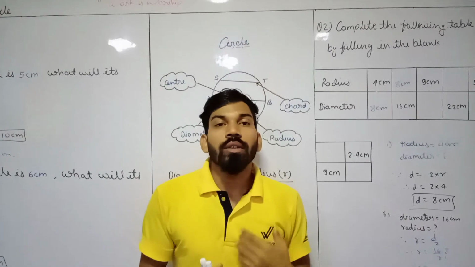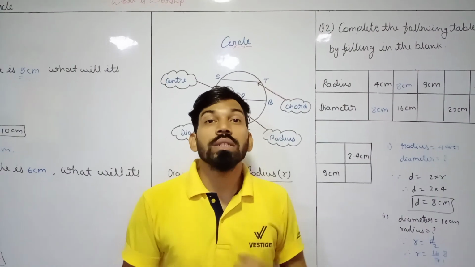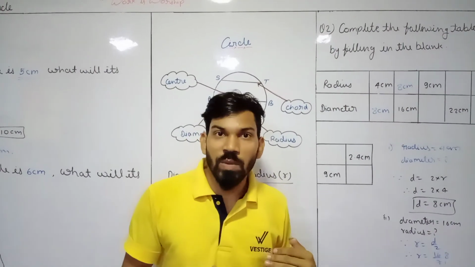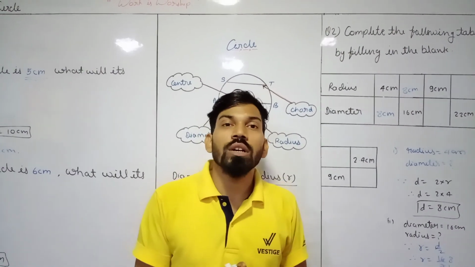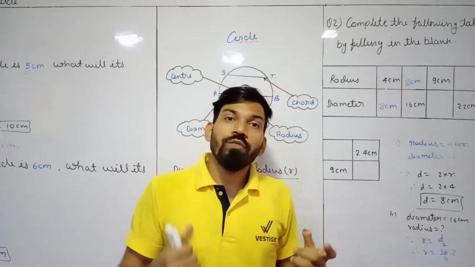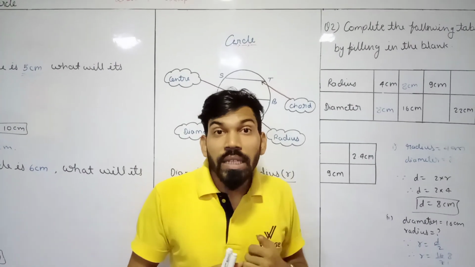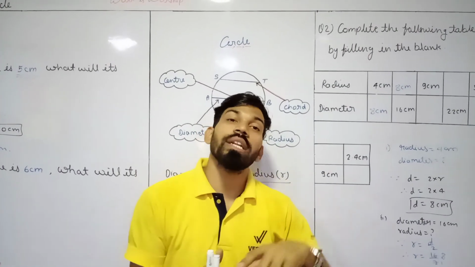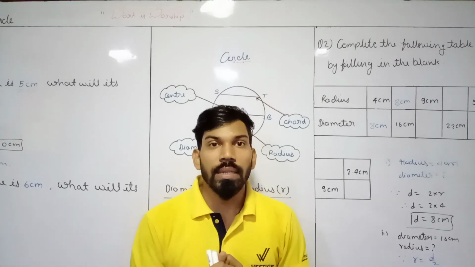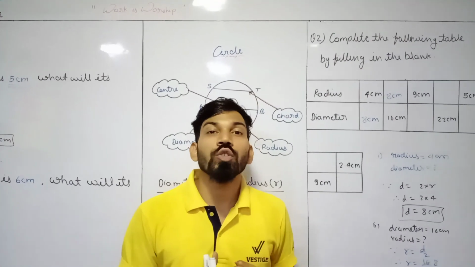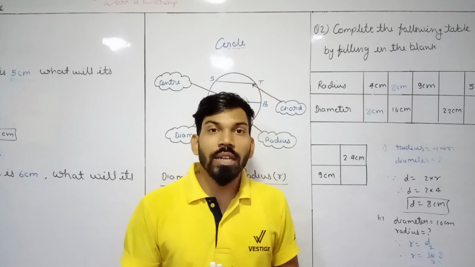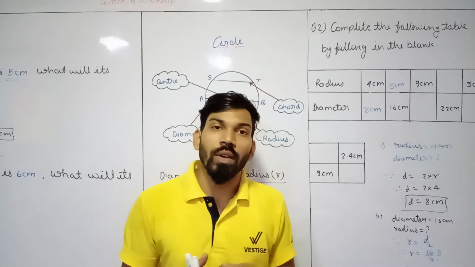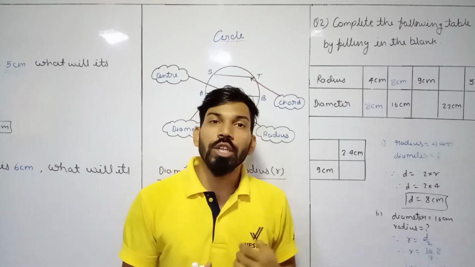So this way today we learned about the relation between the radius and diameter, how we can find out what we want if we have one value. If we have the radius, how we can find the diameter, and if we have the diameter, how we can find the radius. As well as we learned to construct the circle by using the given radius in the question. The next thing we will continue in the next video.